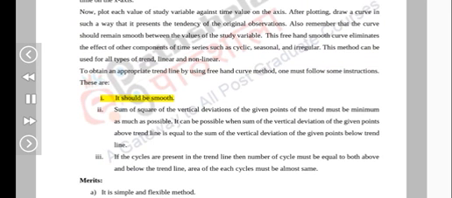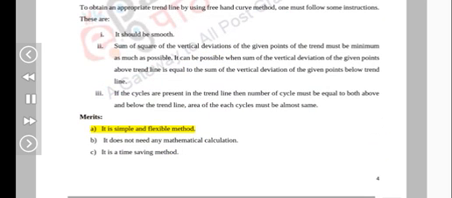These are: i. It should be smooth. ii. Sum of square of the vertical deviations of the given points from the trend must be minimum as much as possible. It can be possible when the sum of the vertical deviations of the given points above the trend line is equal to the sum of the vertical deviations of the given points below the trend line. iii. If cycles are present in the trend line, then the number of cycles must be equal both above and below the trend line. iv. Area of each cycle must be almost the same.